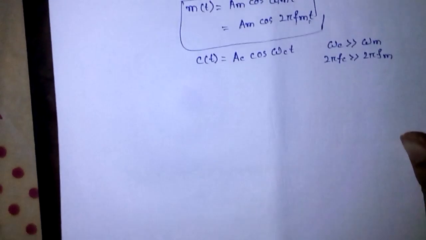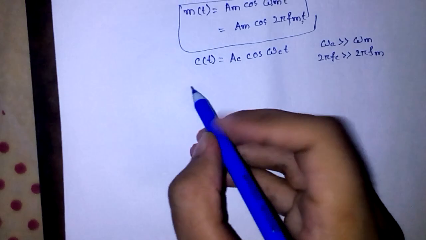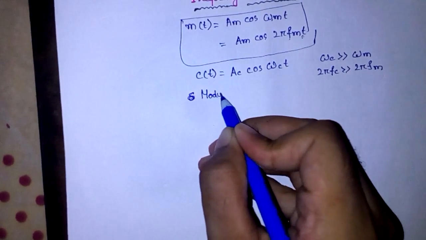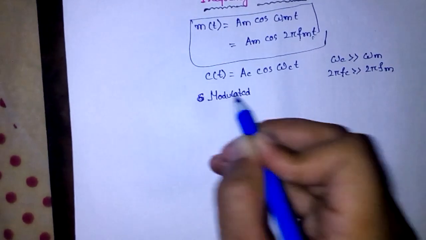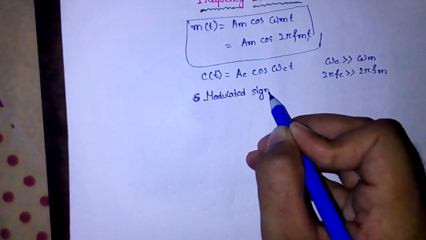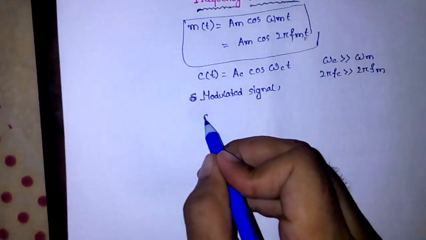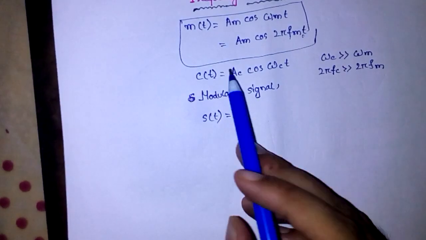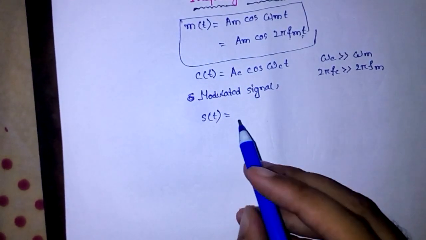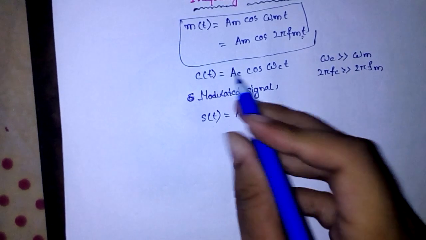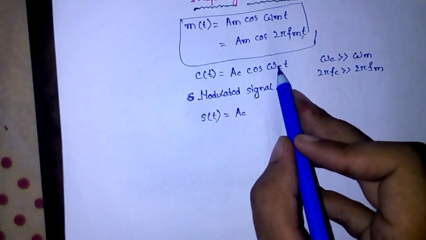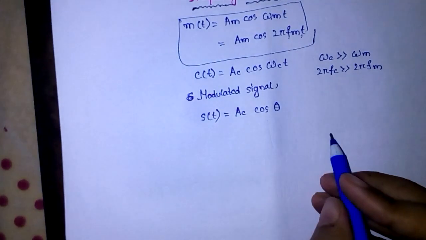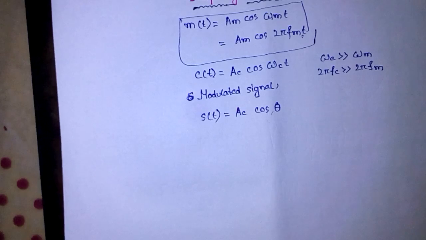Now I will assume some equations before deriving the equation for the modulated signal. Let's say the modulated signal is s(t). As I have told you, the amplitude will not be changed in frequency modulation, so it will be the same as the amplitude of the carrier. Now the term omega c will be changed, so I'm calling this theta. What is theta? Theta is the changed frequency term.